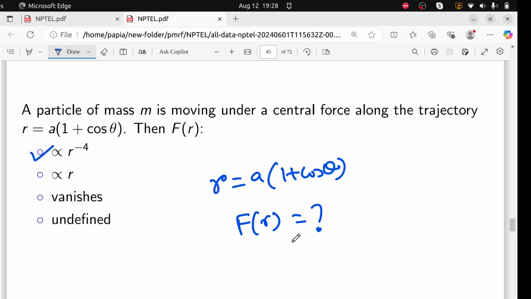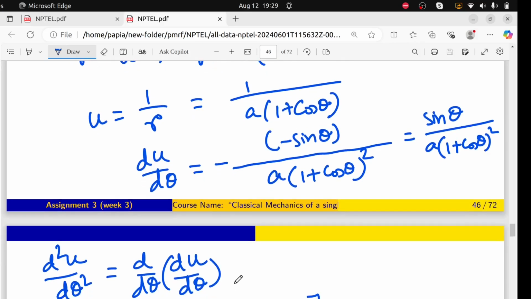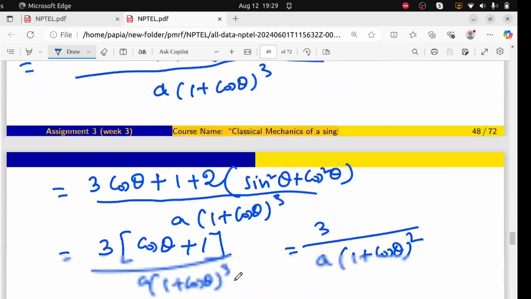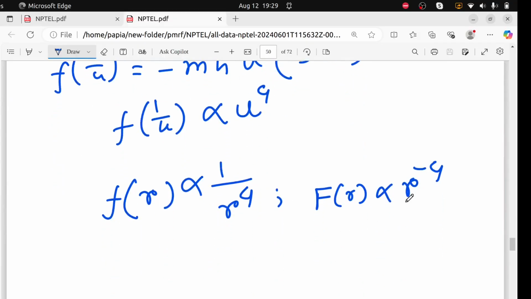This is the question. A particle of mass M is moving under a central force along the trajectory r equals a(1 plus cos theta). Then F(r) is how much? So for that, I just use the Binet equation: d2u/d theta2 plus u equals minus F(1/u) by m h square u square. So here we just need to calculate u and d2u/d theta2. Then we will calculate d2u/d theta2 plus u. So the answer is coming as u to the power 4. F of 1 by u is u to the power 4, and the answer is r to the power minus 4.